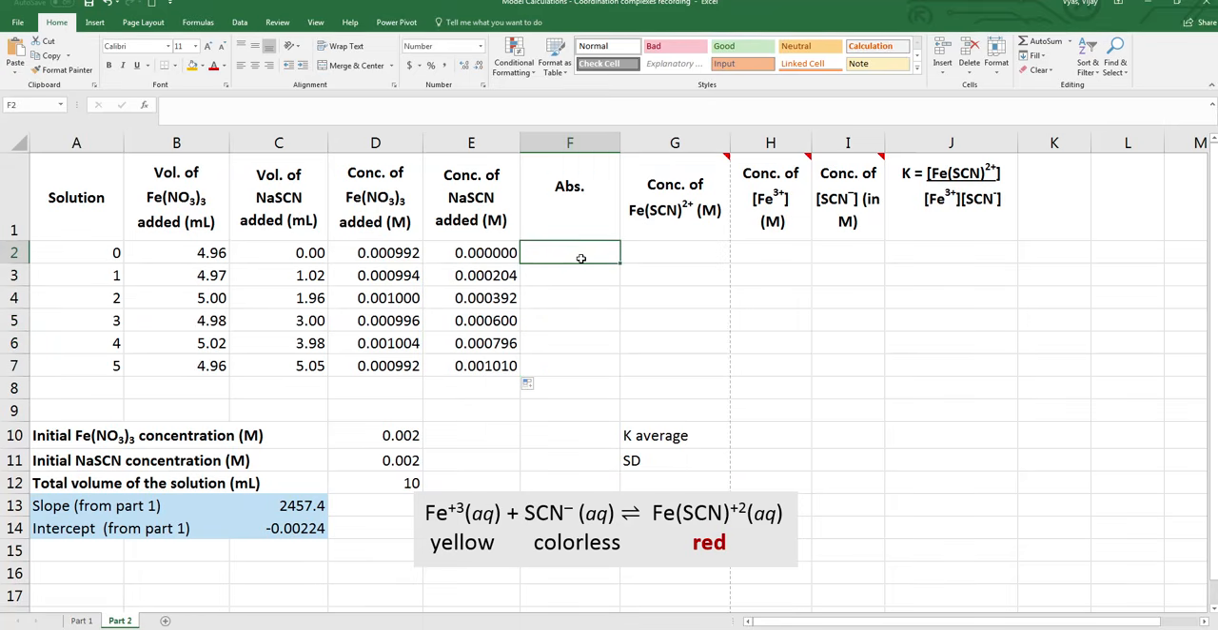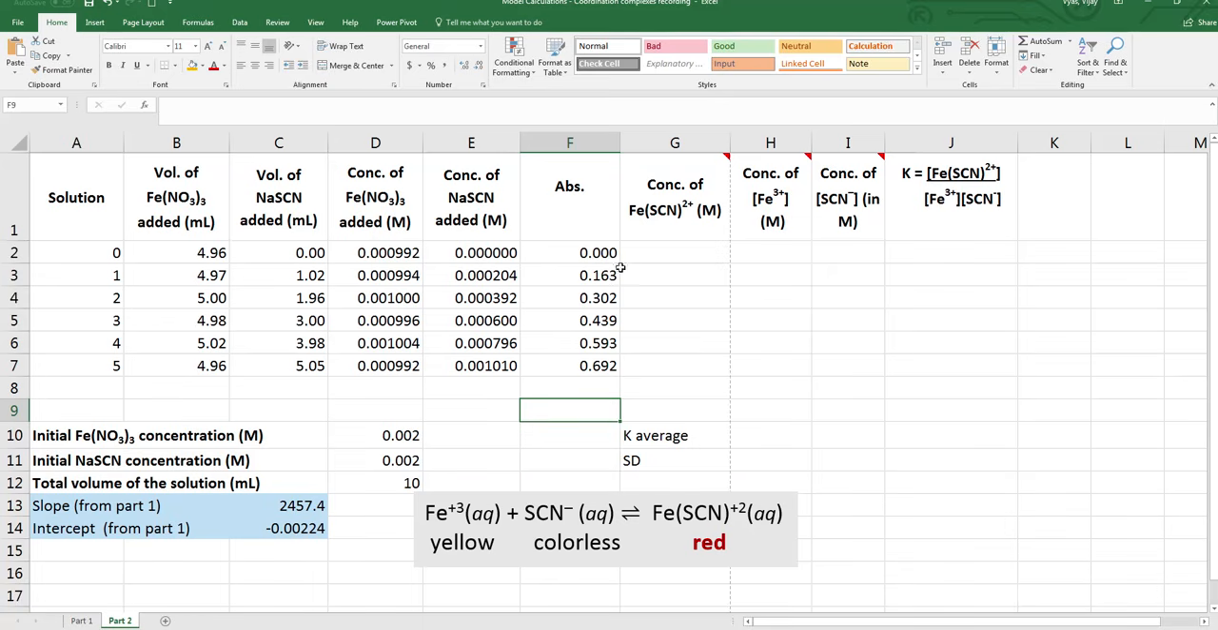Now, absorbance is what you will be getting from your instrument. So first one will be 0 because it's your blank solution. And then let me put some numbers here, which you will be getting from the instrument. 0.163, 0.302, 0.439, 0.593, and 0.692. Okay, let's put it like that.